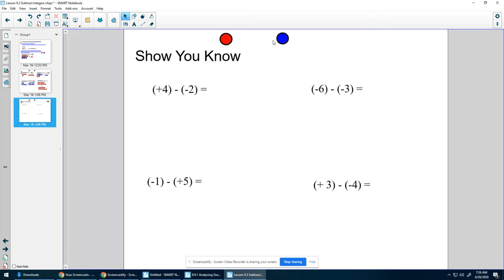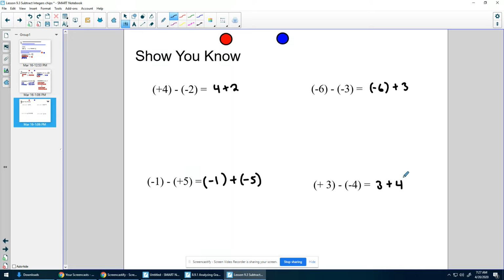Okay, so again, starting off, we have 4 minus negative 2. So we're going to start with our 4. We are going to add the opposite. I'm just going to fill in all of these with 4. We have negative 1. We're going to add the opposite. Negative 6, add the opposite. 3, add the opposite. And now we can show that using our integer chips.